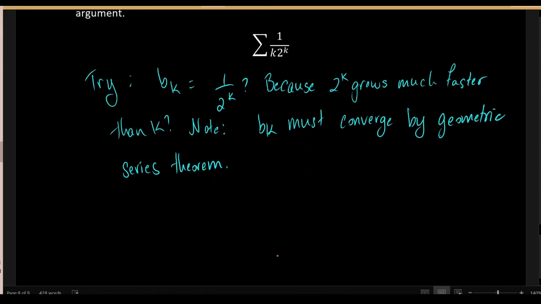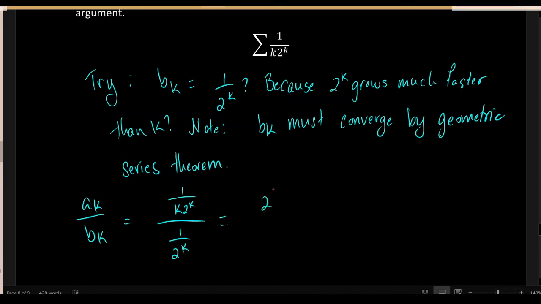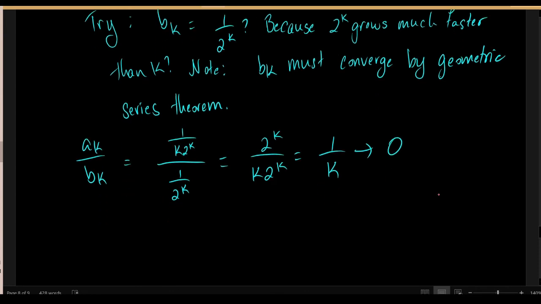But if I try and do a limit comparison with my original series, let's see what happens. I take a_k divided by b_k. So if I take 1 over k 2 to the k and divide it by 1 over 2 to the k, when I simplify this, the result of the simplification is 1 over k, which approaches 0 as k goes to infinity, which means that the limit comparison test is still locked.